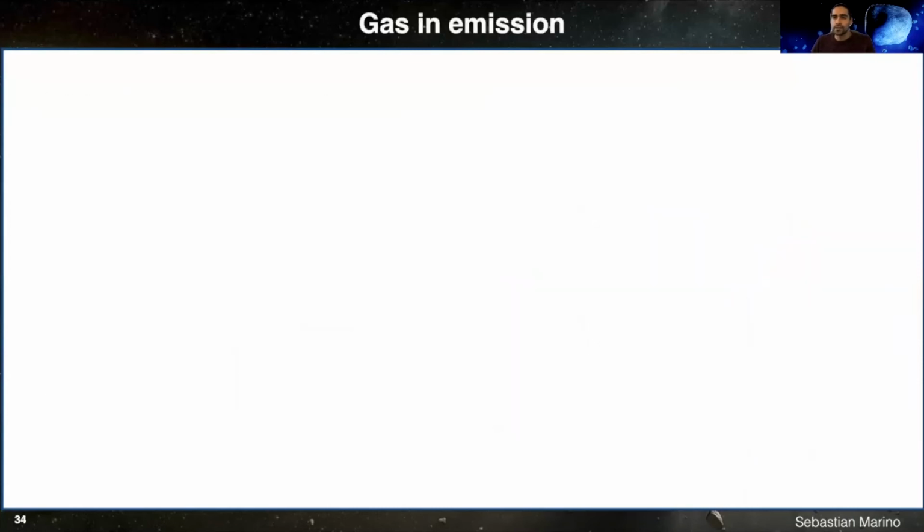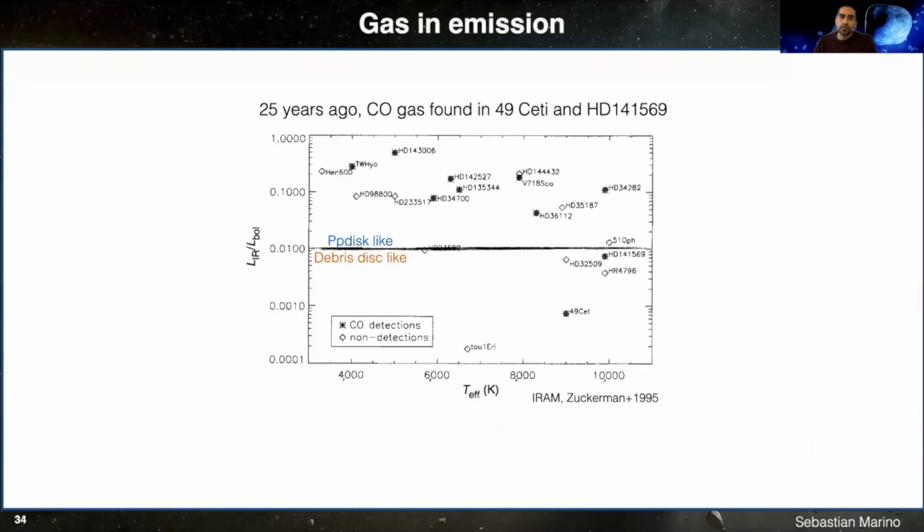And then we have gas emission. Okay, so gas emission was detected like 25 years ago or even more when looking for CO gas in young systems. So this figure over here shows the infrared excess, the fractional luminosity of systems, as a function of the temperature of the star. And this line over here divides, in a rough way, things that we think are protoplanetary disks and things that should be debris disks.